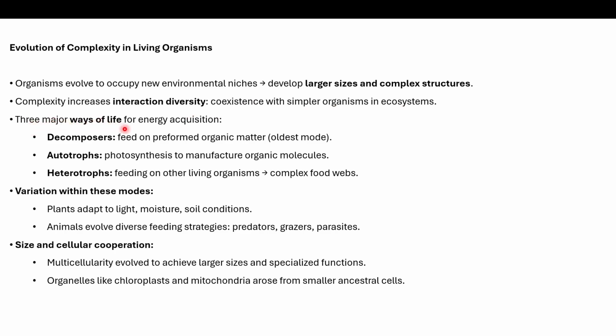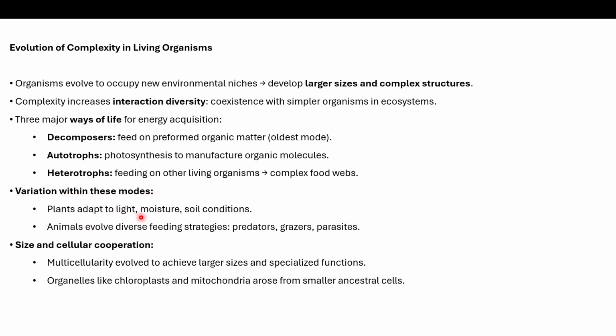So, three major ways of life for energy acquisition: decomposers, which feed on preformed organic matter. Then there are autotrophs, the organisms who can synthesize their own food, mainly through photosynthesis to manufacture organic molecules. Then there are heterotrophs, which feed on other living organisms and are also part of really complex food webs. Then there are variations within these modes as well.